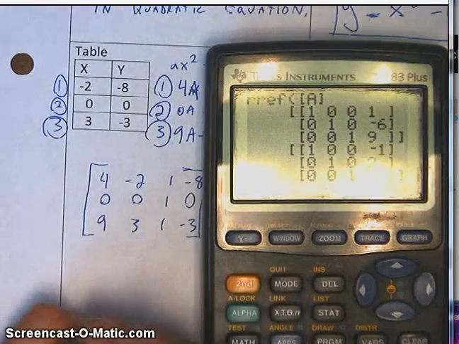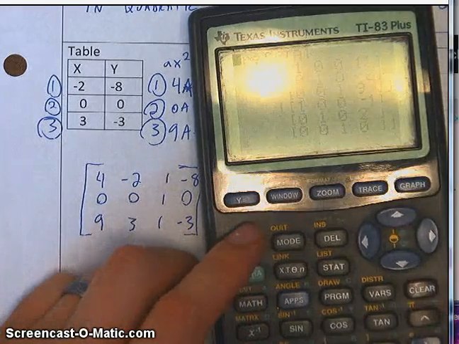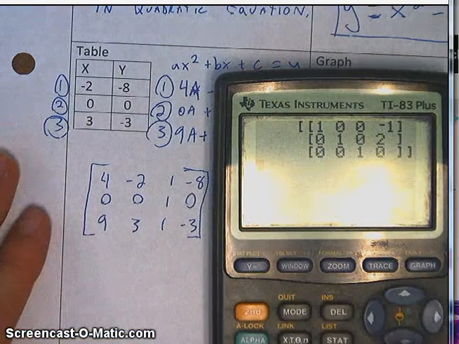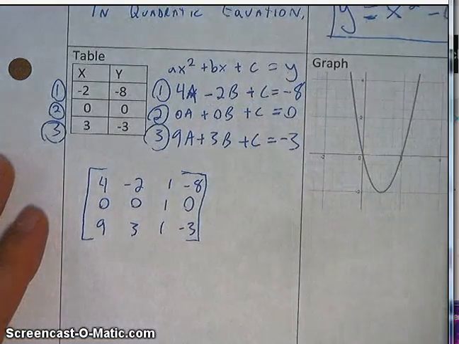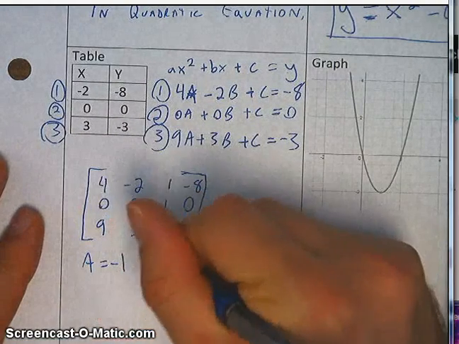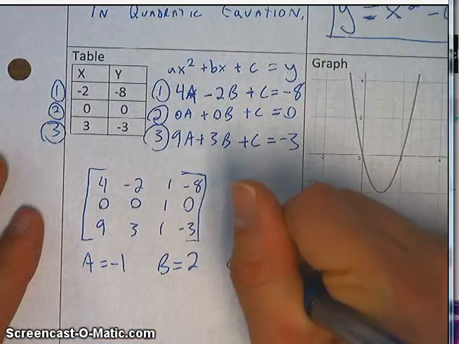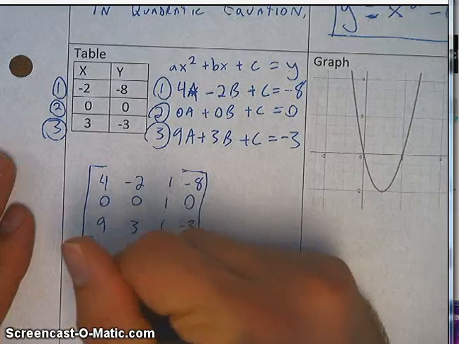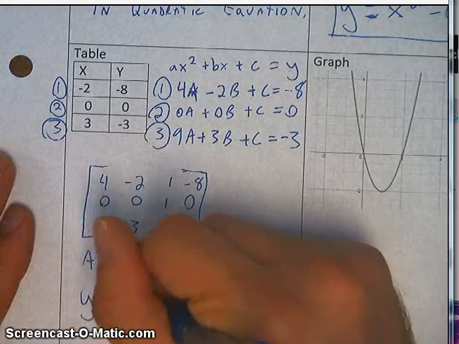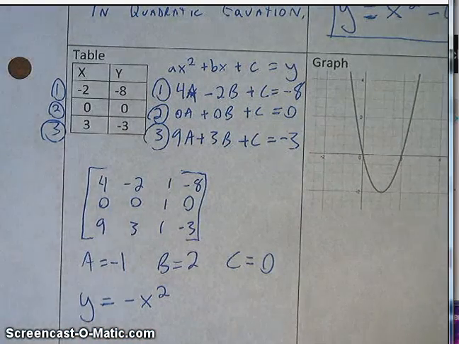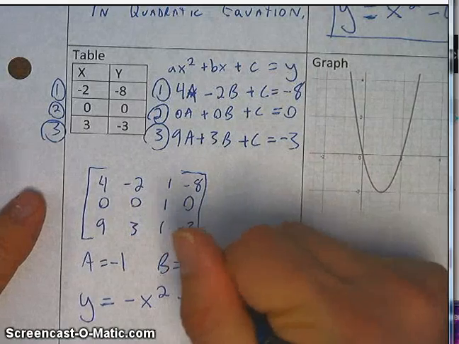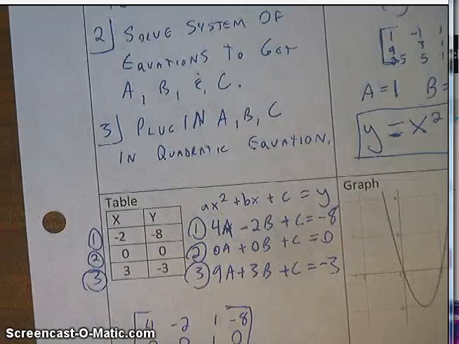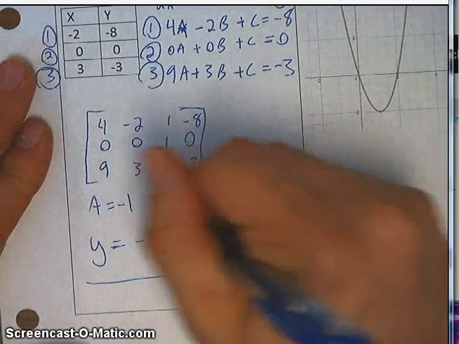And when I get the calculator to tell me that one, it's going to spit out negative 1 for A, 2 for B, and 0 for C. So A equals negative 1, B equals 2, C equals 0. So my equation then is simply y equals negative x squared, or if you prefer, negative 1x squared, whatever you like, plus 2x. And since the c, the constant, is 0, you can just leave it off. You don't have to write the plus 0 there. So this is the equation.